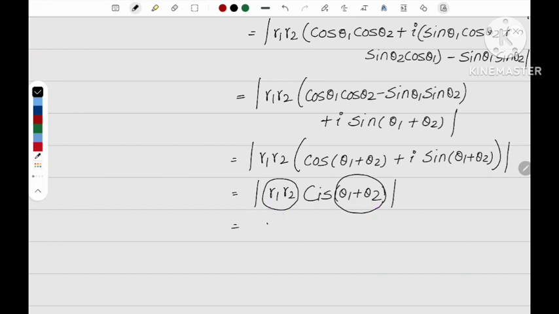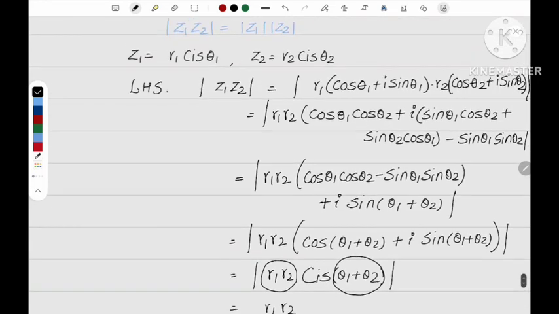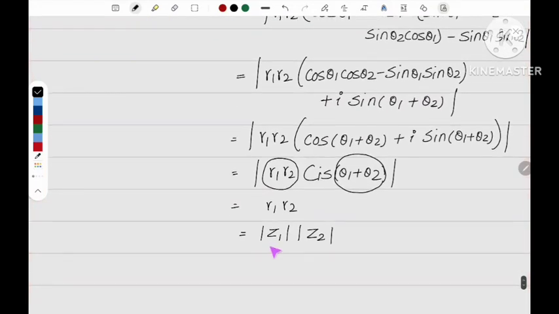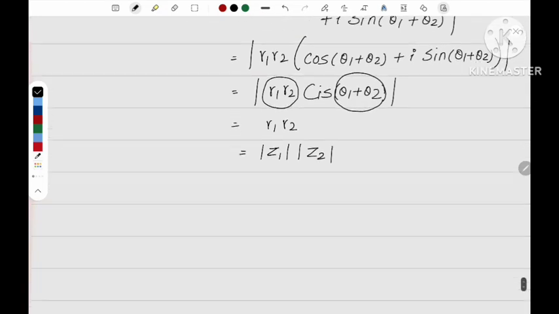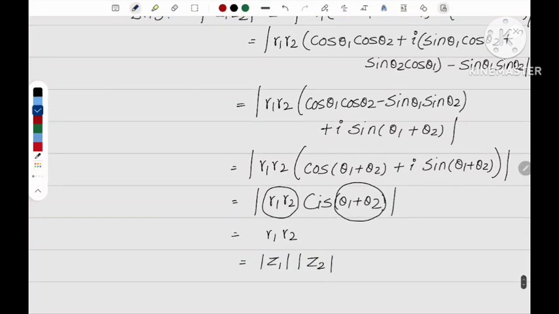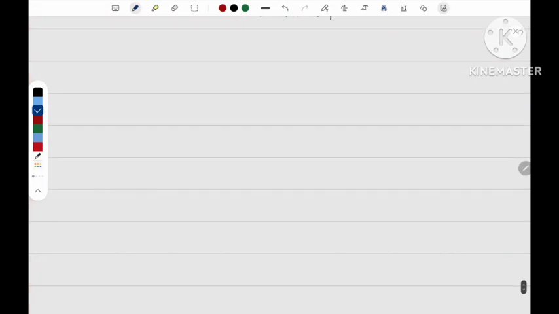That means the magnitude of this is R1 R2, because we have put mod sign here. So magnitude becomes R1 R2, and that is nothing but, what is R1? R1 is magnitude of Z1, and what is R2? Magnitude of Z2. So what we have proven here? We have proven that the magnitude of multiplication of two complex numbers Z1 Z2 is equal to multiplication of their respective magnitudes. So that is the first property. I will not take the proof for other properties, but I'll just tell you those properties and we'll utilize them when we solve the problems or examples.